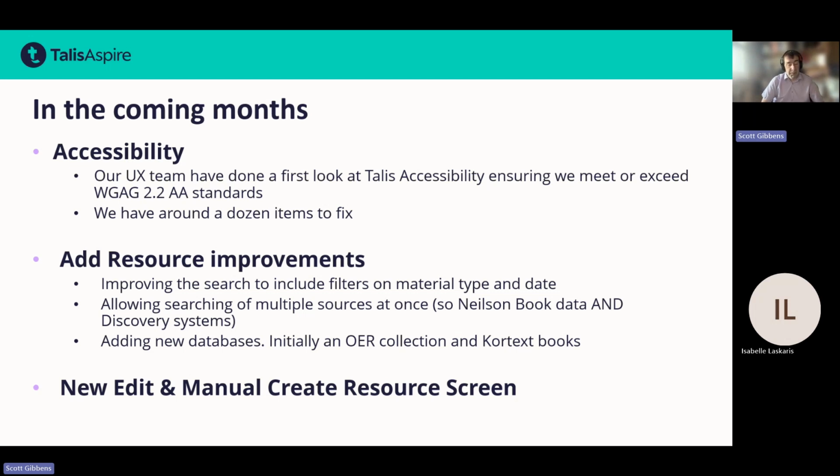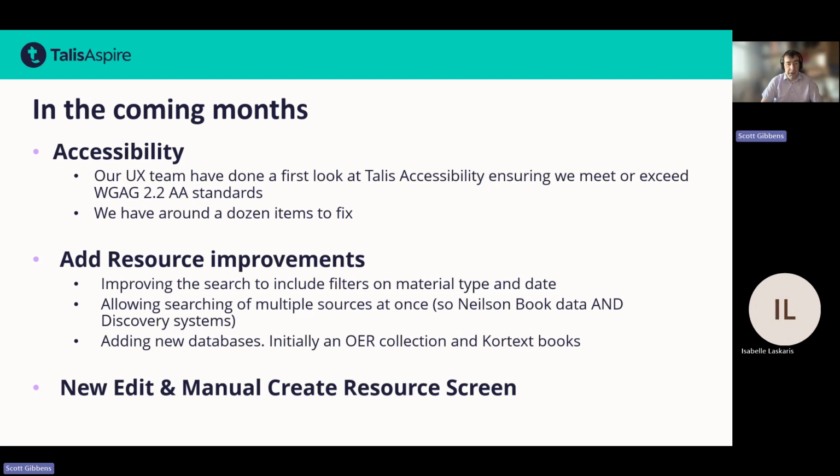So we're going to filter by material type. So journal article, for example. So you can make sure when you're looking for a book, you're not getting journal articles. And also filter by date. So if you know it's published in the last 2 years, filtering by book in the last couple of years is really going to narrow down that list of results.